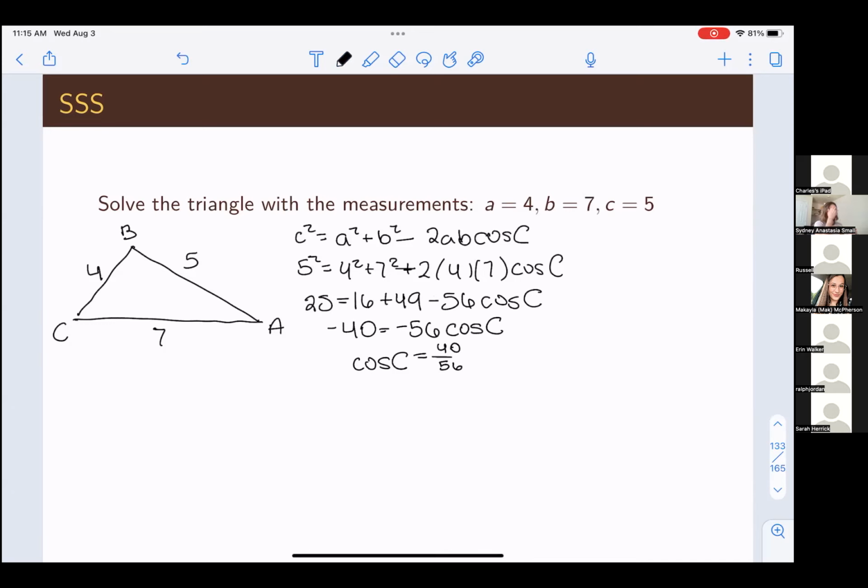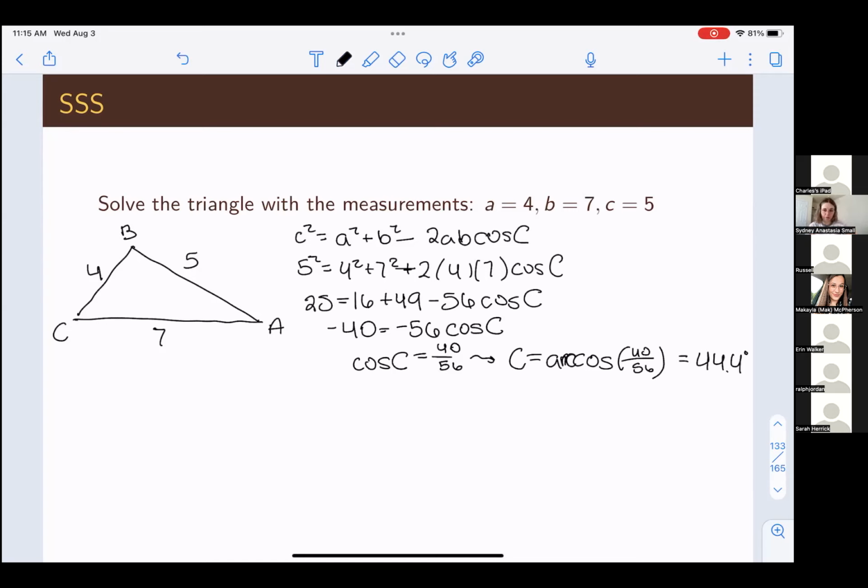Now I want to solve for angle C. I want to find what angles on my unit circle have an x coordinate of 40 over 56. I don't know that off the top of my head, so I have to use my inverse cosine function. So taking arc cosine of both sides, I get that C is equal to the arc cosine of 40 over 56, which when I plug this into my calculator, gets me 44.4 degrees approximately.